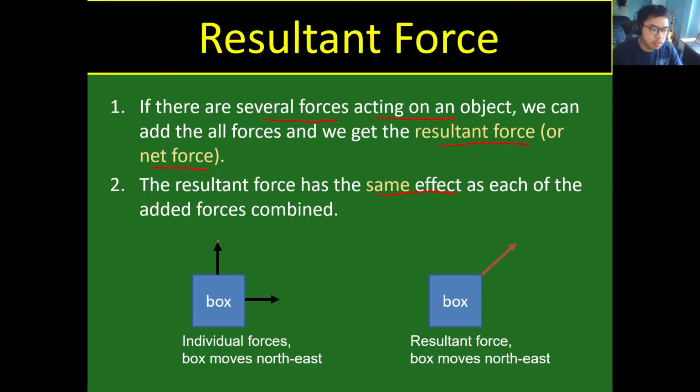So if you have a force that is going up and a force going to the right, and you compare it with a resultant force that goes in the northeast direction, these two situations, situation A and situation B, will have the same effect, the same result. In situation A, the box will move to the northeast, and in situation B, the box also moves to the northeast. In other words, if you take the two forces and replace them with their resultant force, it will still have the same effect.